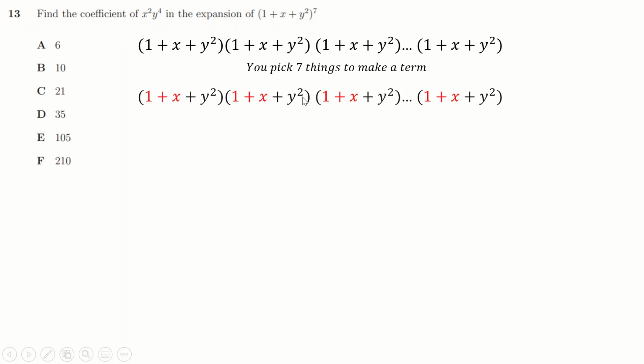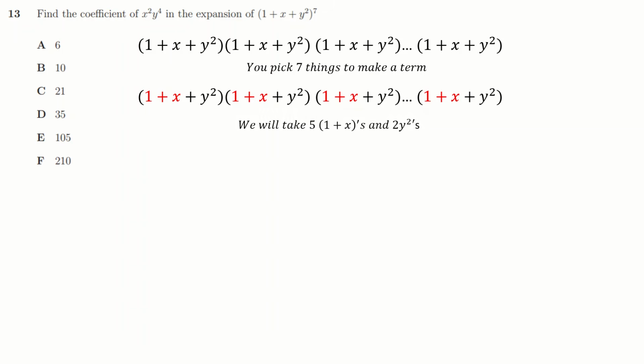Now what I'm going to do is I'm going to just colour in 1 plus x as a red thing. I'm going to say actually this bracket only contains 2 things. It contains 1 plus x and it contains y squared. Now if I want the coefficient of y to the 4, I can only take 2 y squareds, which means I need to take 5 1 plus x's. So I need to take 2 y squareds and 5 1 plus x's.